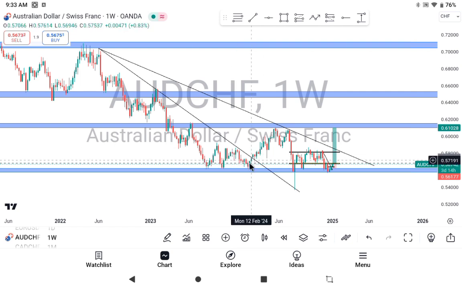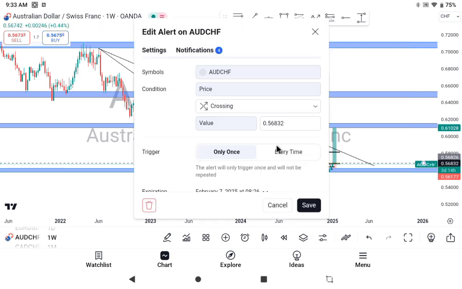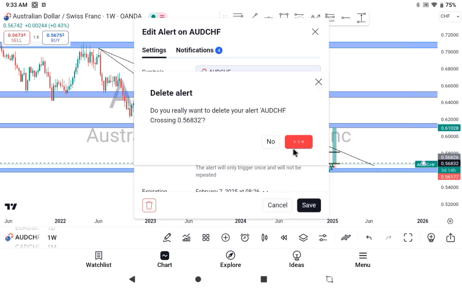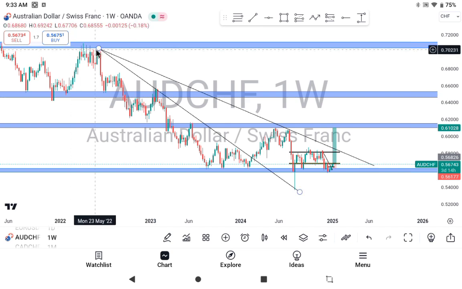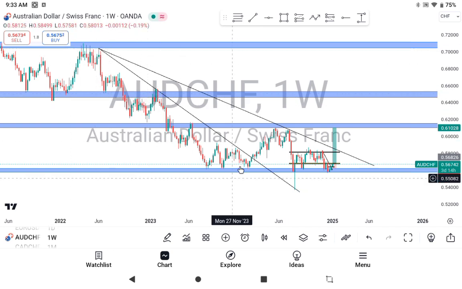Okay, let me take this one out. Now we have the first touch of the trend line. Second touch, it was rejected. Upon the third touch, price bounced off that level and created a trend reversal here.